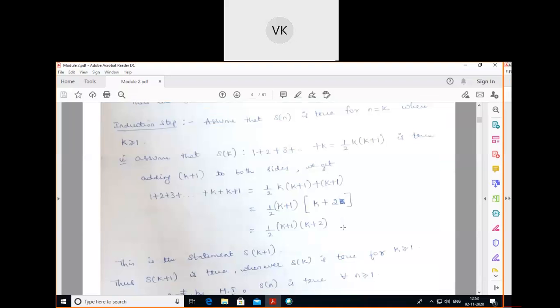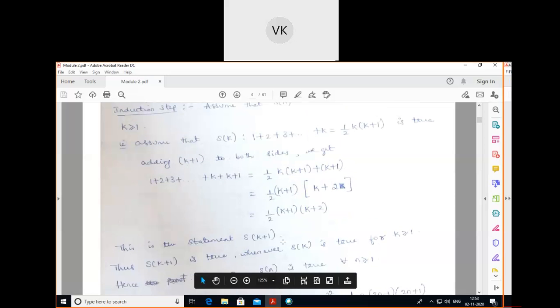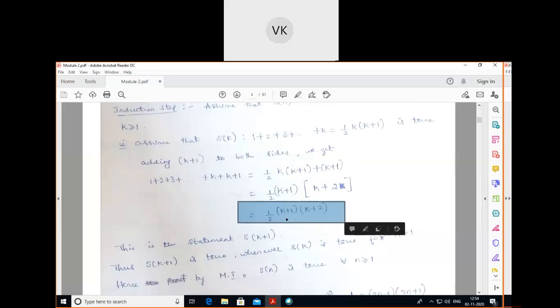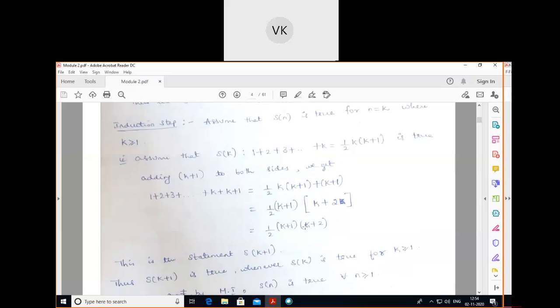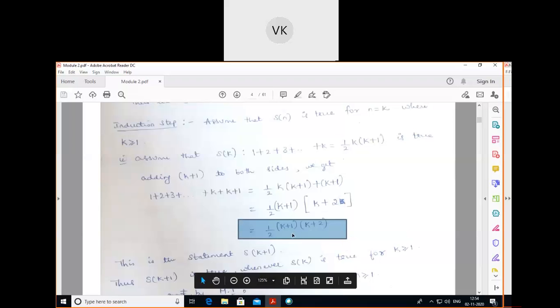Okay, so this is the statement, that is S of K plus 1. Yes or no? This is my result. This is the final result after simplification. How do we come to know that this is the final result? Just see here, after simplification we have to get this one. How do we get it?